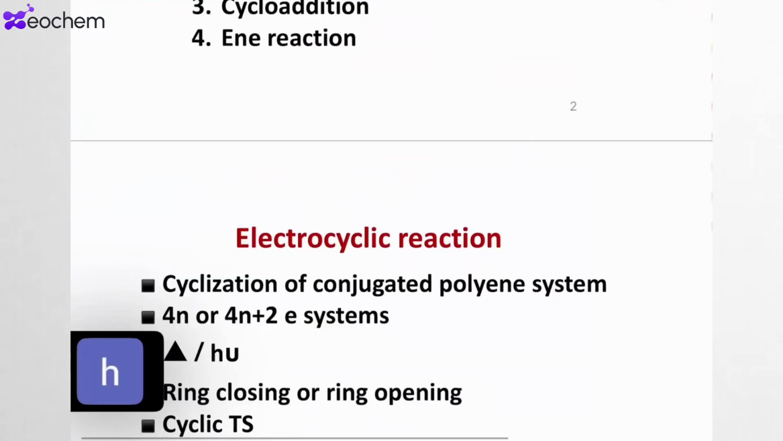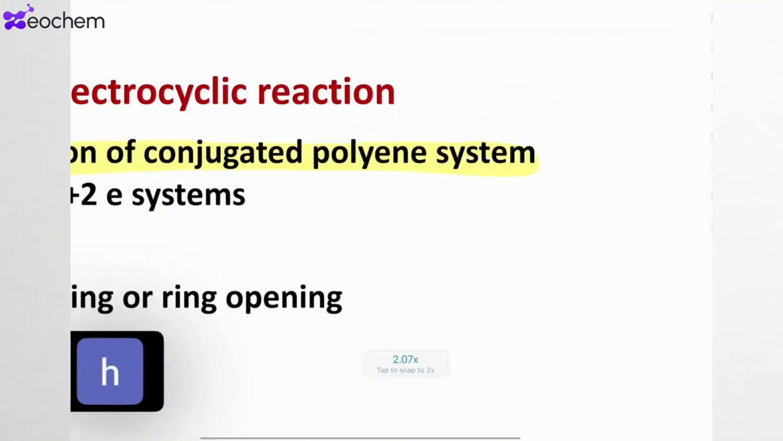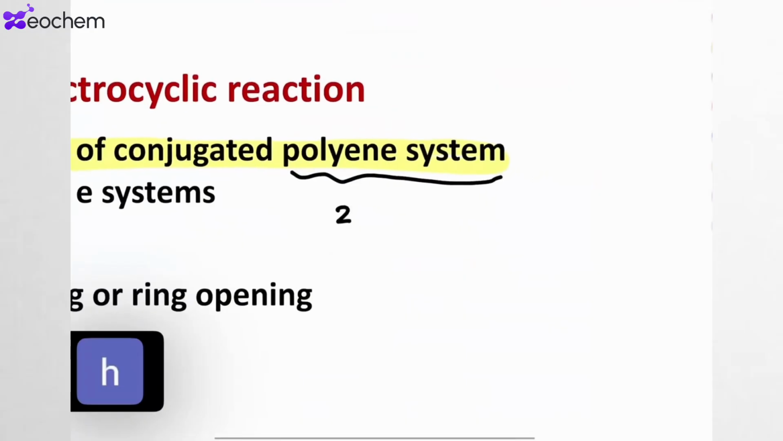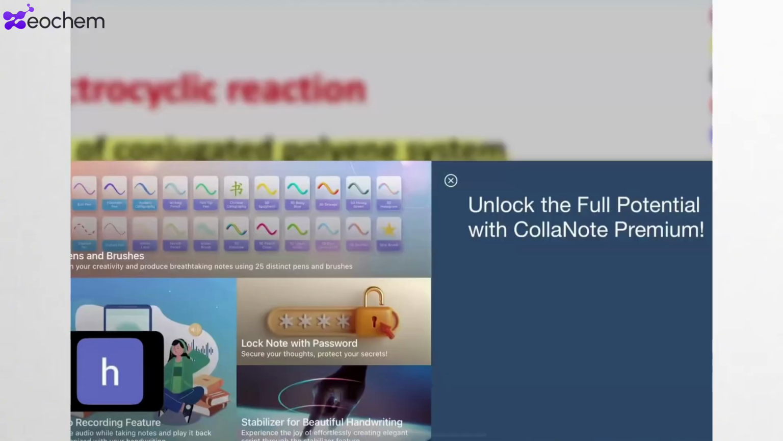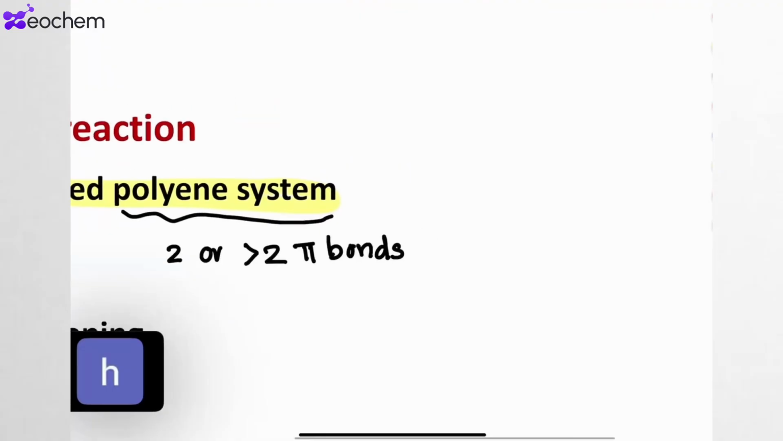So what is electrocyclic reaction? It is basically the cyclization of a conjugated polyene system. So first we want to know what a conjugated polyene system means. Polyene system means any system containing two or more than two pi bonds. Okay. So we'll take two examples here.